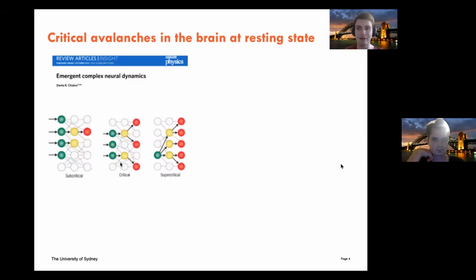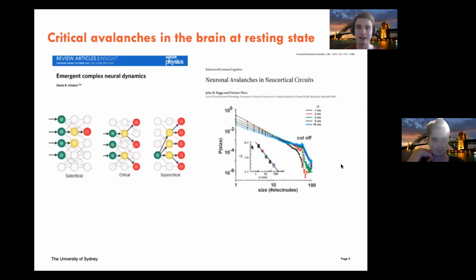And this leads to the response of the network on a range of scales. So perturbations can trigger small responses or large responses known as avalanches. And it's found that in cortical networks, avalanche sizes and avalanche lifetimes follow power laws. And this is suggestive of criticality.